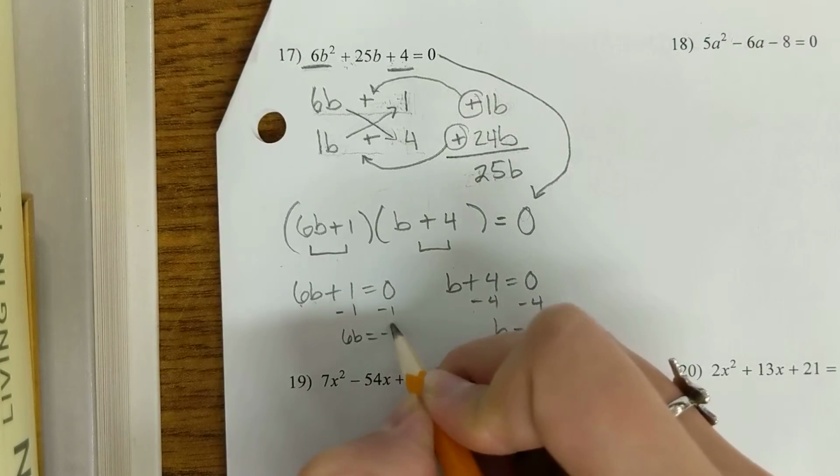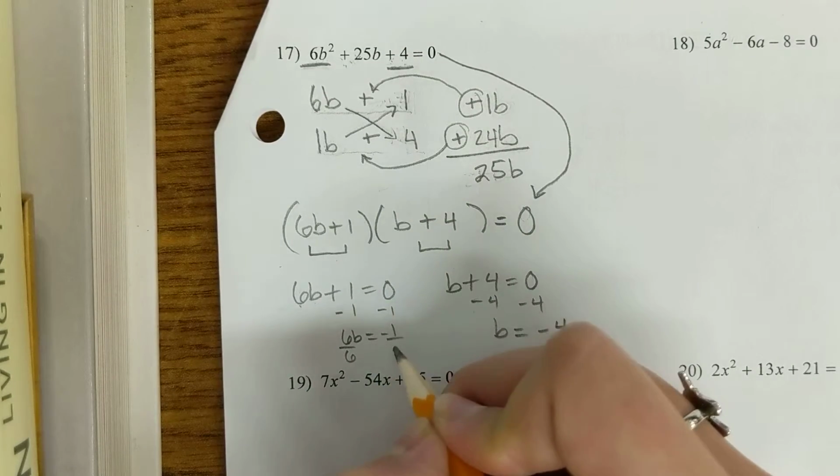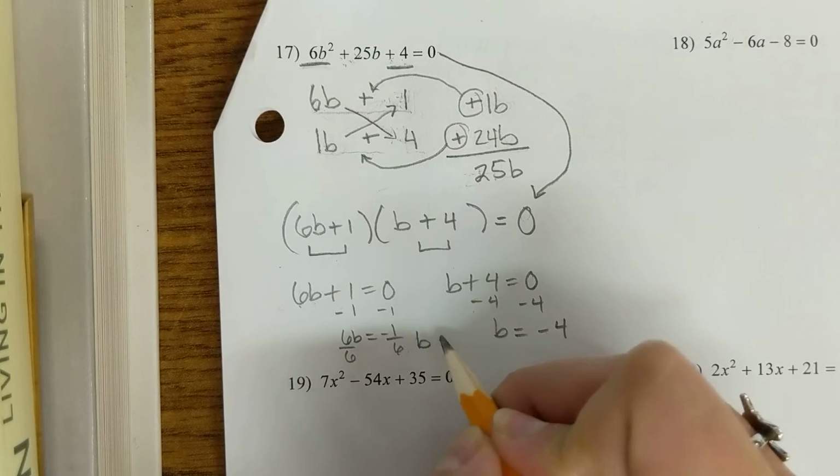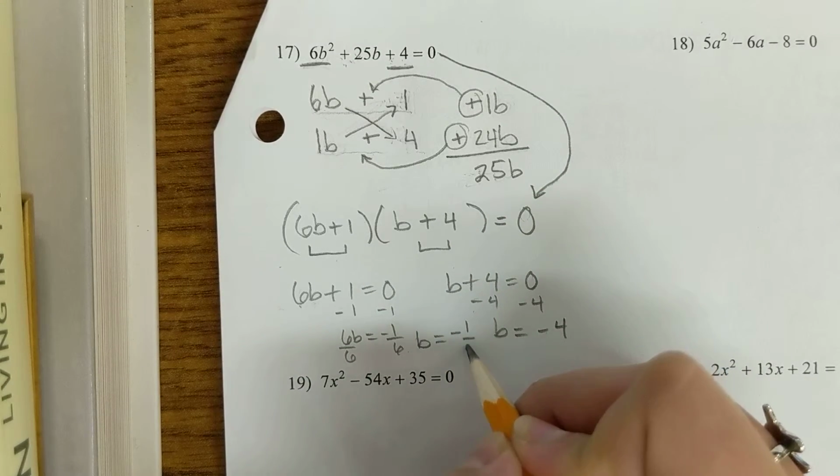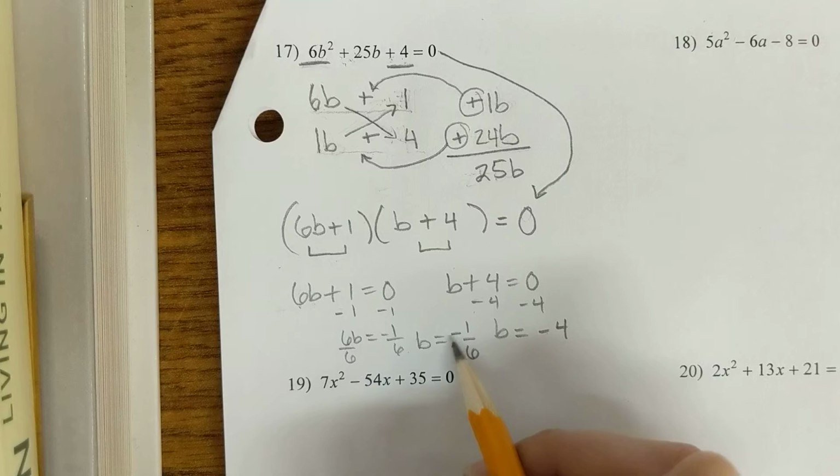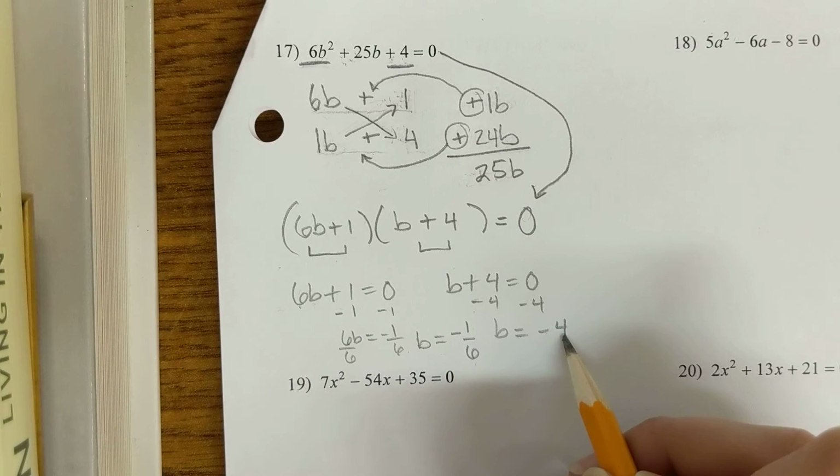6b is equal to negative 1. Divide both sides by 6. b is equal to negative 1 over 6. And I have both my answers, negative 1/6 and negative 4.